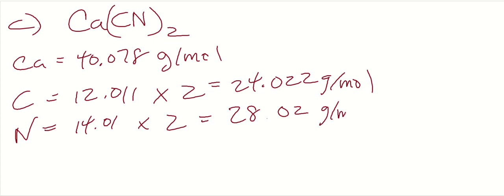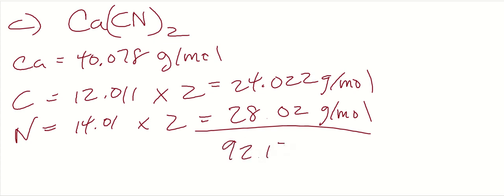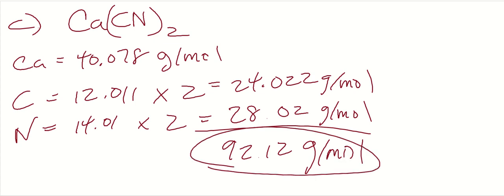28.02 grams per mole. All right, how are we doing, Mr. Lee? Is it looking good? Checking out? You got it, Mr. Lee. All right, there's confirmation. We're on the right track. Let's add these up. Okay. I'm going to get phone calls from parents. 92. Okay, so there's the molar mass of calcium cyanide.